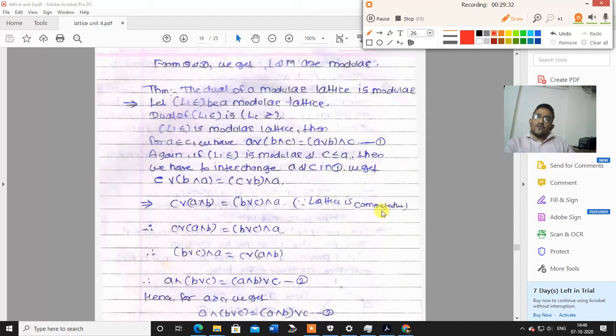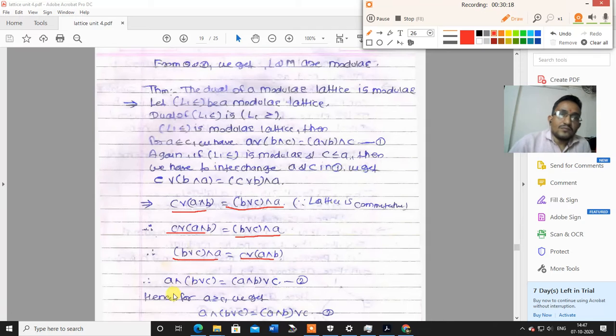Since the lattice is commutative, B meet A is equal to A meet B, and similarly A join B commutes with B join C. Then we can say that C join A meet B is equal to B join C meet A. Therefore B join C meet A is equal to C join A meet B.